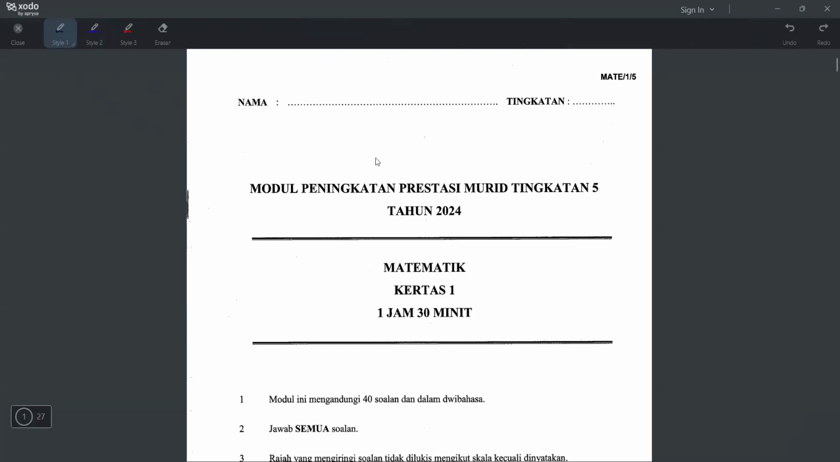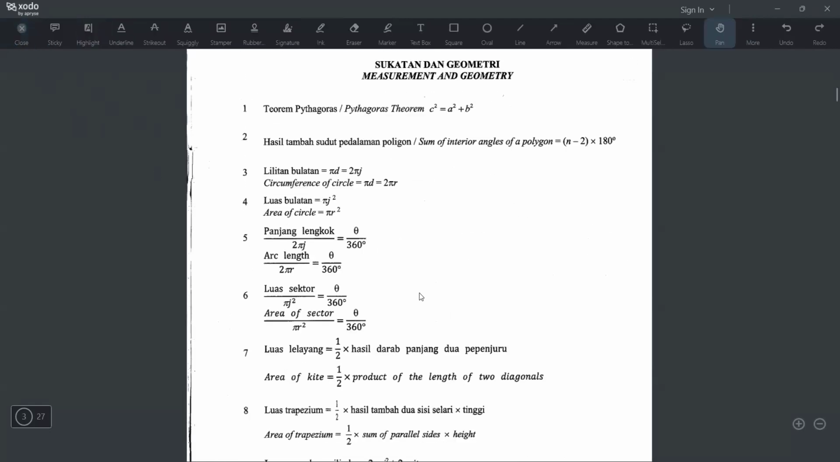Okay, so here I have with me the Kedah trial paper. This is the Kedah Mathematics paper, Mathematics Kedah paper, Trial 2024, Kertas 1. Okay, so let's go through this paper today. Let's skip the formula.